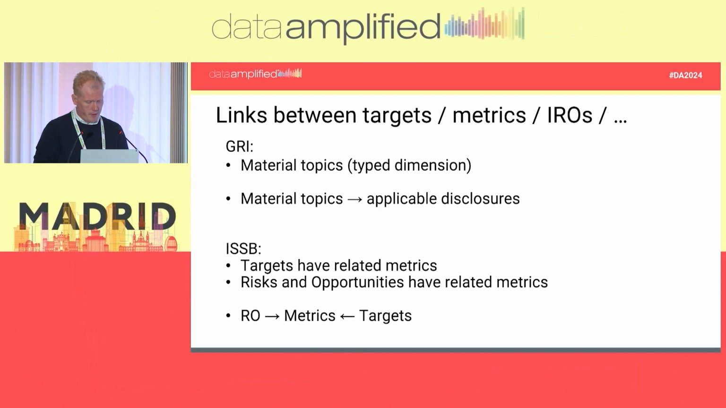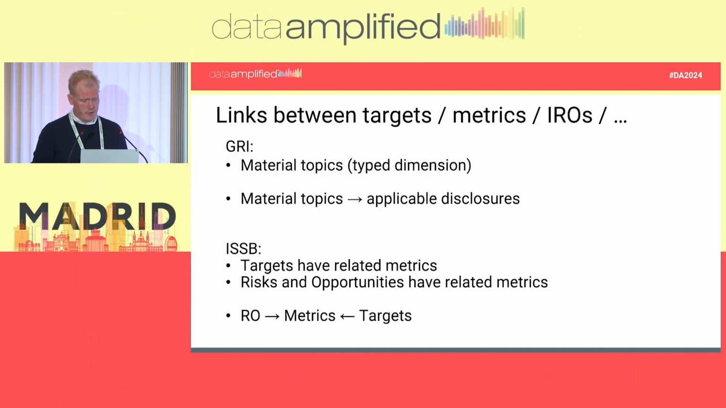So start with GRI. It's a very lightweight approach. They have material topics, which is a type dimension. So an entity always defines what is a material topic in GRI, and obviously that it's material. And then for each of those, you say which standards are applying from the list in GRI. So that is the link, if you like, between this is my topic, and these are the applicable disclosures for this topic.